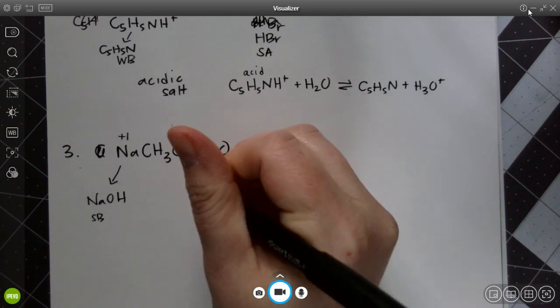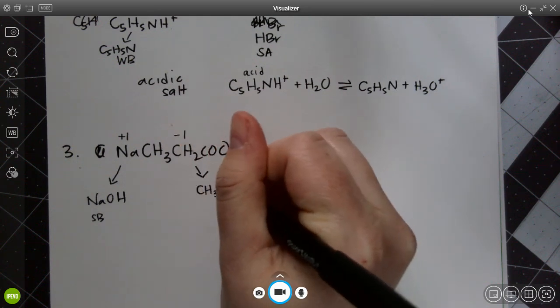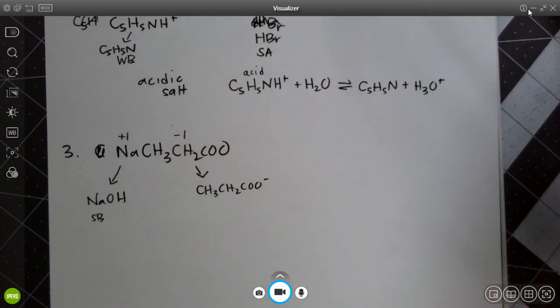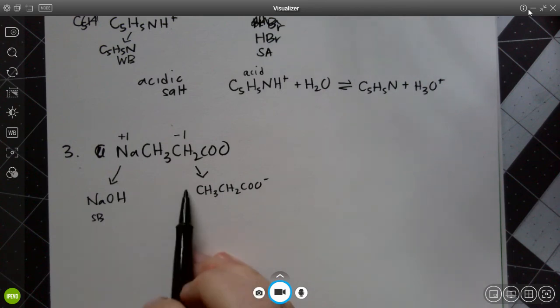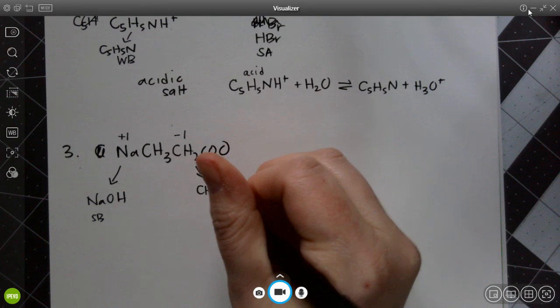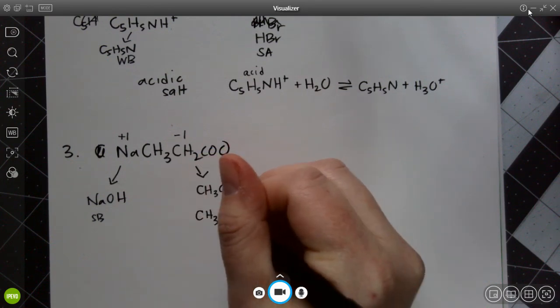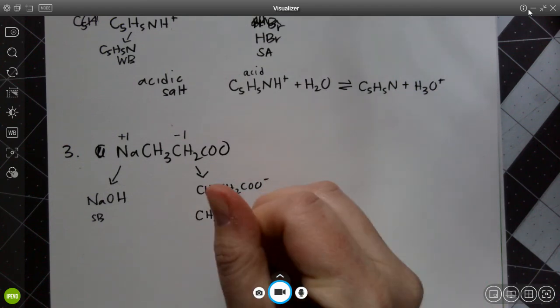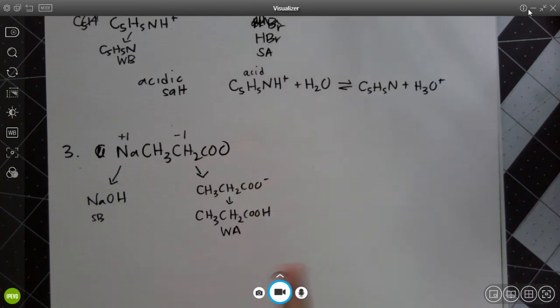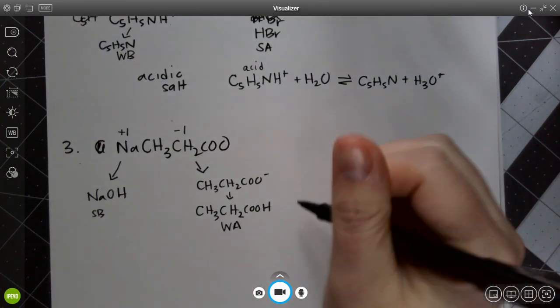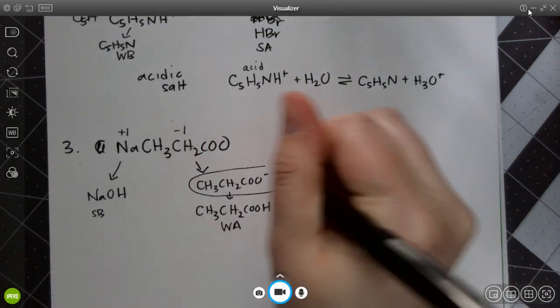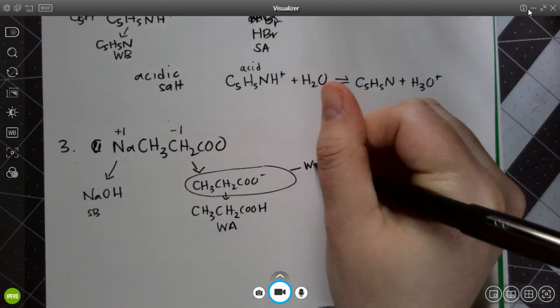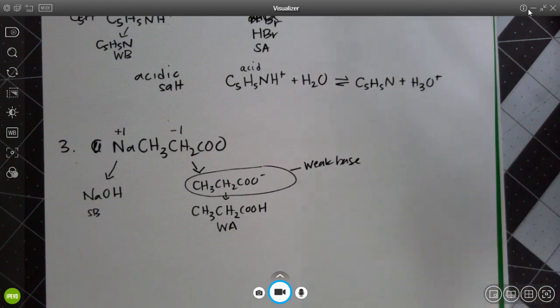And then this whole thing here, CH3CH2COO-, I don't recognize it right off the top of my head, but that also means it's not a strong acid. So this parent is probably CH3CH2COOH. I just add a hydrogen on there. And that is a weak acid. So if I think about how this salt was formed, it was formed from a strong base and a weak acid mixing together. So that means that this ion that's floating around in my salt is a weak base, and so it's going to make a basic salt.